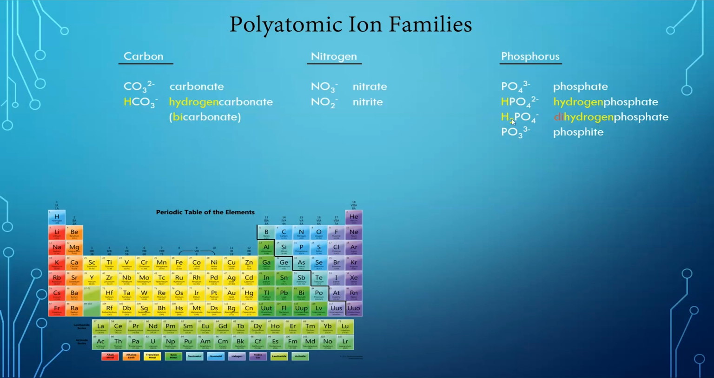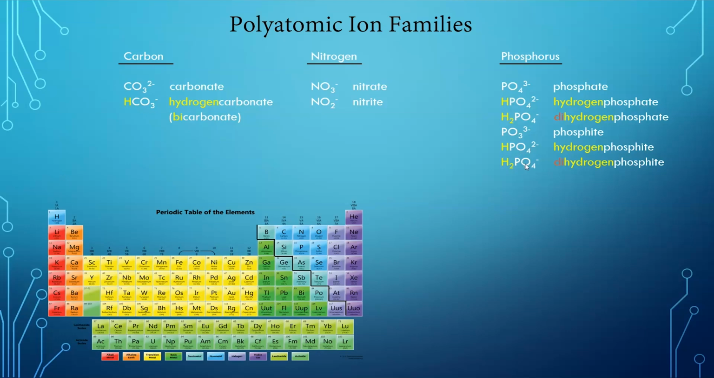We can then do the same things we did here with our phosphite. We can add 1 hydrogen to it and make a hydrogen phosphite ion. We can add a second hydrogen to it, and we can make a dihydrogen phosphite ion. So at this point, from that single parent, the phosphate ion, we now have 6 different possibilities.